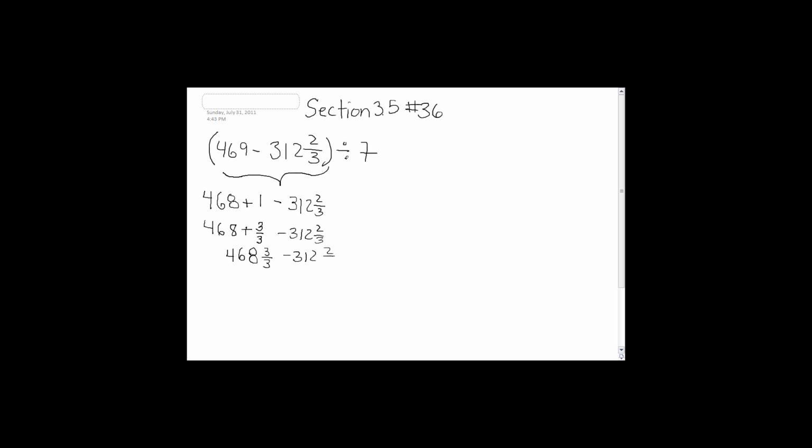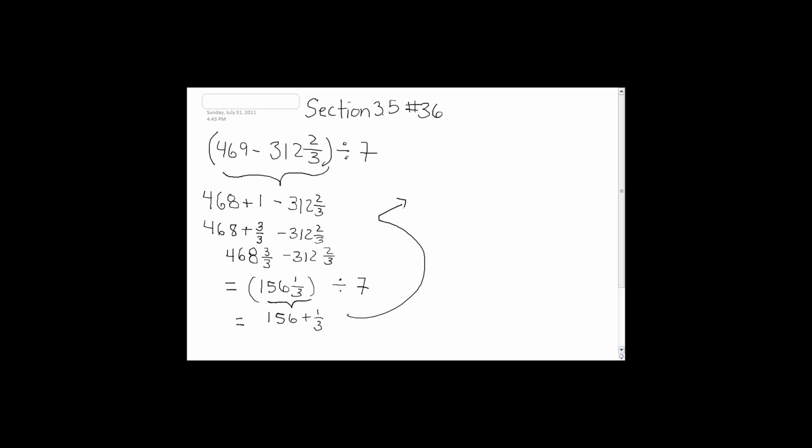Now, we see that 468 minus 312 is 156, and 3/3 minus 2/3 is 1/3. And we still have to divide that by 7, so let's not forget that. Now, to do this problem, the division, we're going to change this mixed number to an improper fraction. So what does that actually say? It is 156 plus 1/3 more.